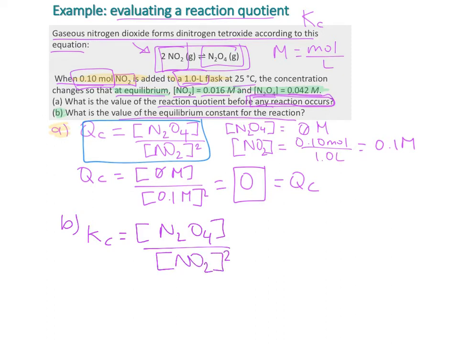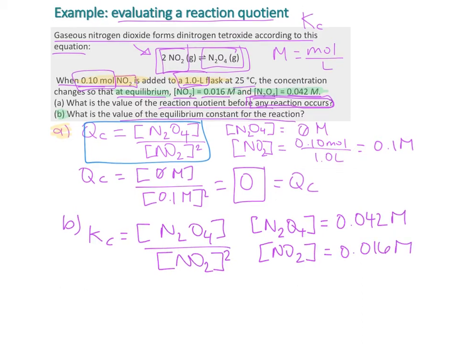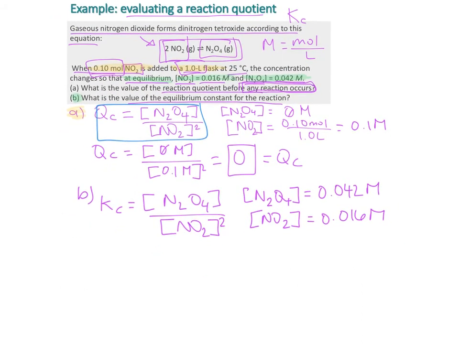The only thing is that the concentrations are different. And remember, what's highlighted in green is what we will be using. So for N2O4, we know that the concentration at equilibrium is 0.042 molar. For the NO2, the concentration at equilibrium is 0.016. And all I'm doing is just rewriting them so we have them. Now let's actually plug in.